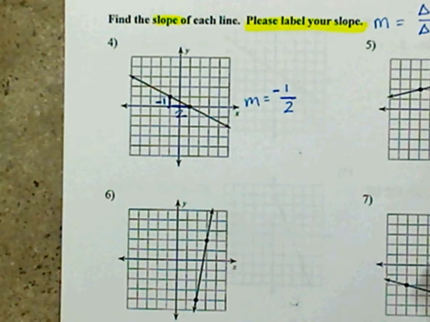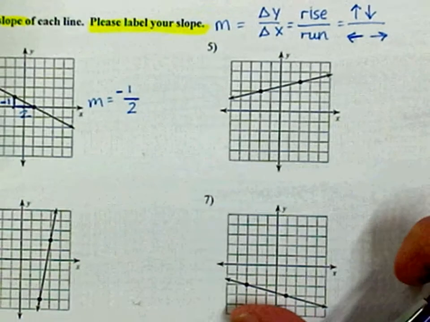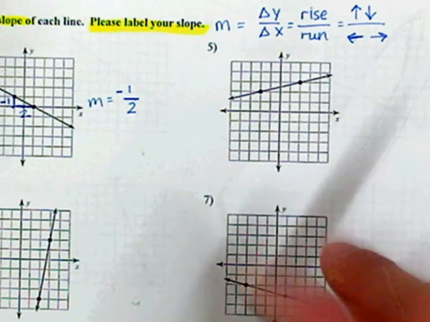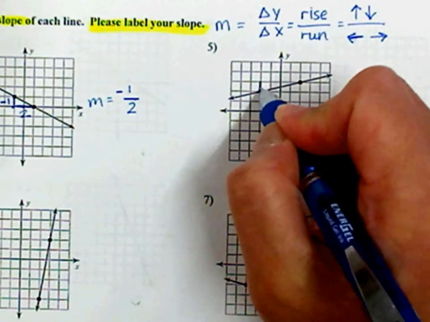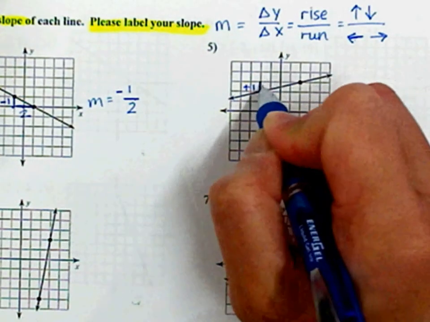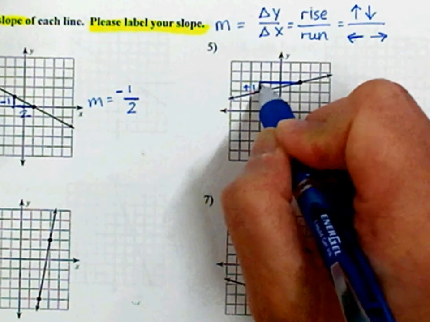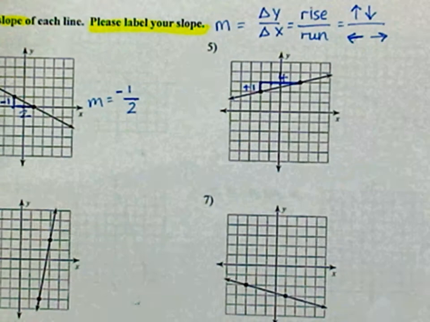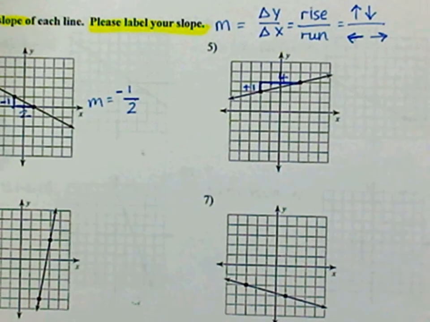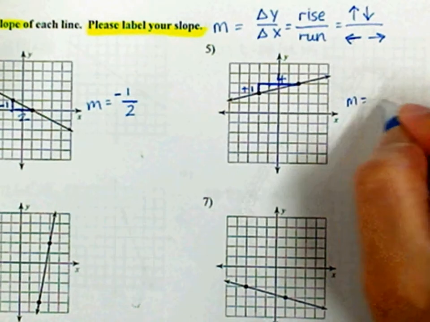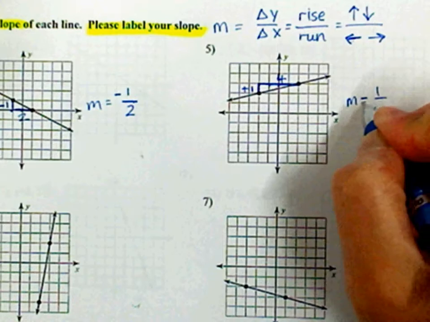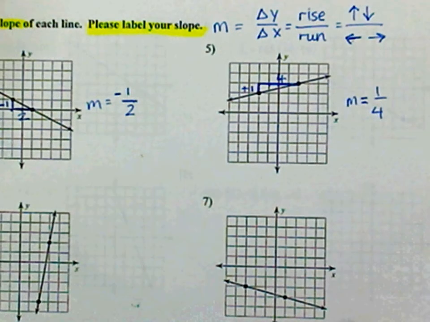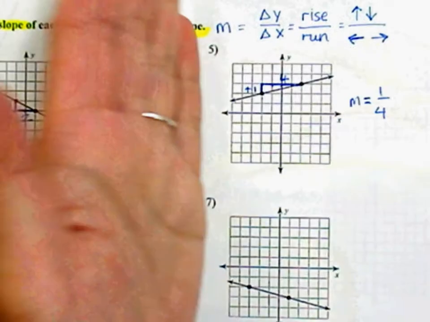All right, let's look at number 5. How do you get from here to here? You're going to go up, that's a +1. And how many places to the right? Starting here, you went 1, 2, 3, 4. So my slope is 1 over 4. Notice it's going up, so it's a positive slope.